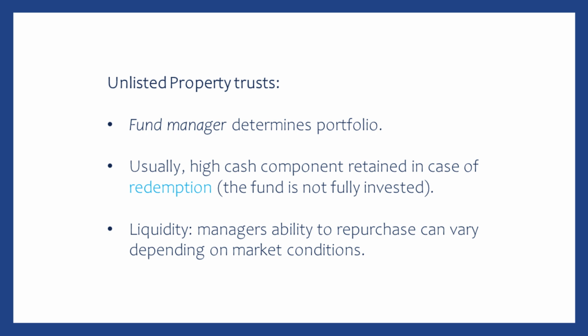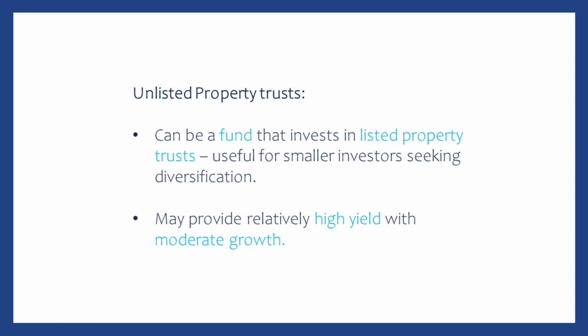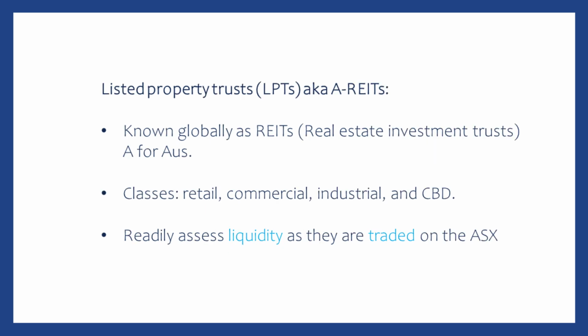Unlisted property trusts are managed by a fund manager who determines the portfolio and usually retains a high cash component in case of redemption. Their liquidity varies depending on market conditions. They can be a fund that invests in listed property trusts, which is useful for smaller investors seeking diversification. They may provide relatively high yield with moderate growth.